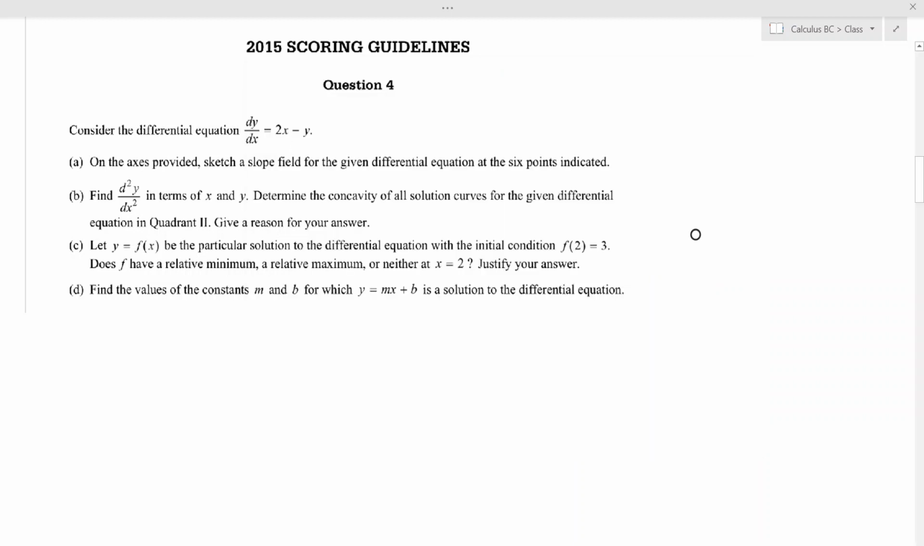Okay, so 2015, question 4 is a differential equation question like the one we just did. It says sketch a slope field. I'm not going to do that because I don't even have the slope field.